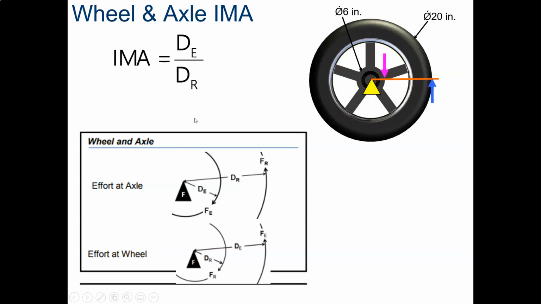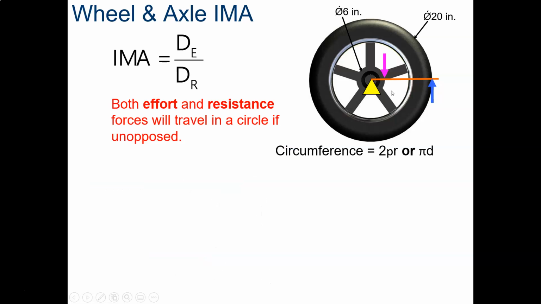So here, Project Lead the Way gives you a little picture in your equation sheet for calculating the IMA and the AMA. It's very similar to the levers, except that we're dealing with radii or diameters instead of just plain distances on a lever. So here we've got a lever, and the axle has a diameter of 6 inches, and the wheel has a diameter of 20 inches. We don't know what's being applied where.